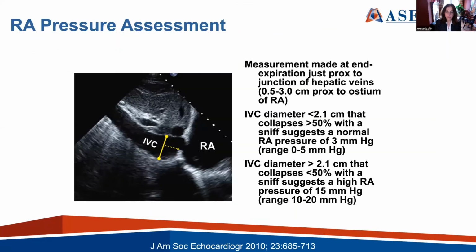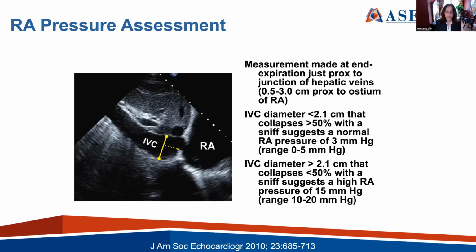We make the measurement at end expiration just proximal to the junction of the hepatic veins, about 0.5 to 3 centimeters proximal to the ostium of the right atrium. So this is the correct place to do your measurement here. A normal IVC diameter is less than 2.1 centimeters, and a normal pressure is when that collapse is greater than 50% with a sniff. So the key numbers to remember here are 2.1 and 50%.